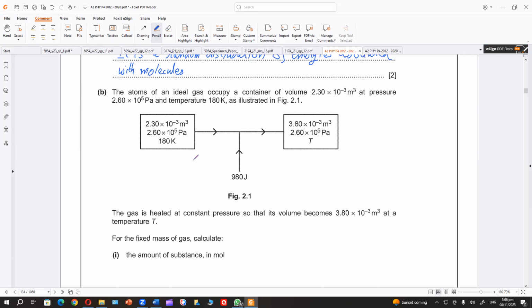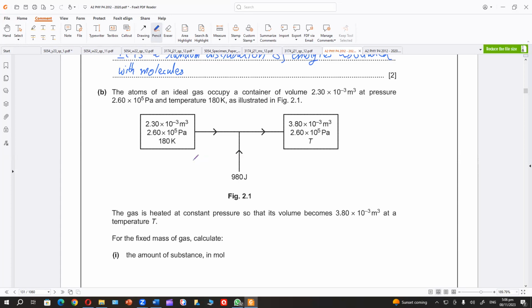The atoms of an ideal gas occupy a container of volume this. The gas is heated. Did you understand that concept, R1? Because R is a constant, and when you compare two containers, R is the same for both. So when you equate them, R will not make any change. This is called the concept of constant. Constant can be ignored if a trial is repeated.